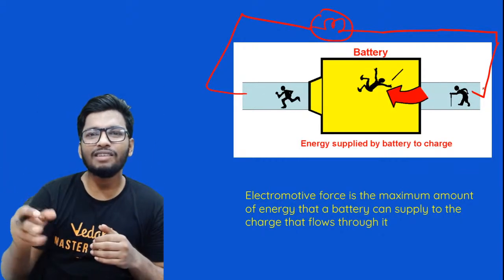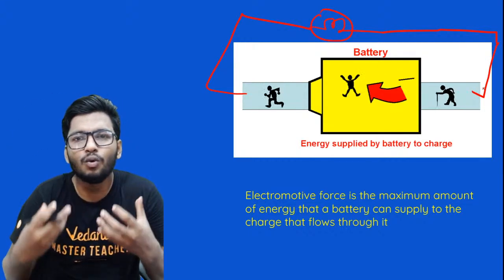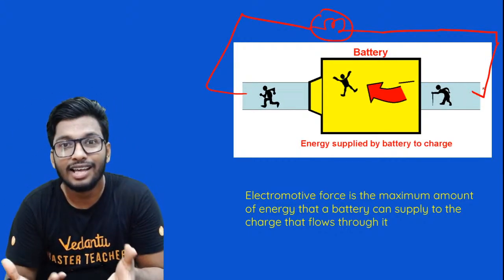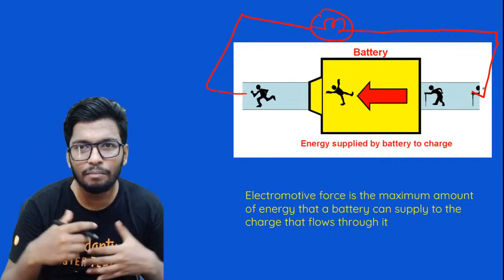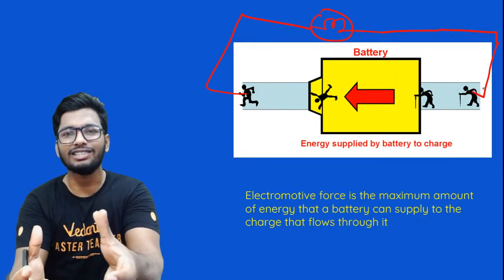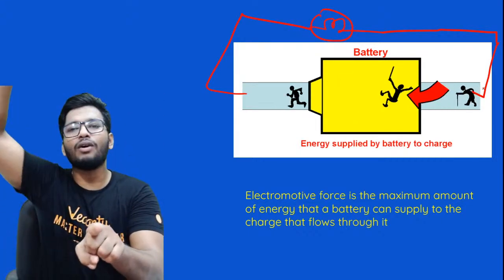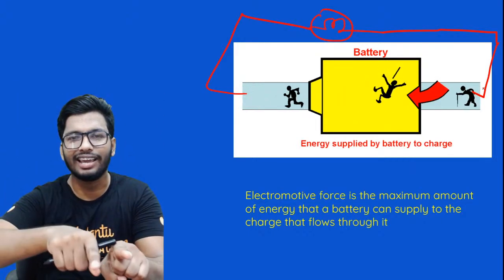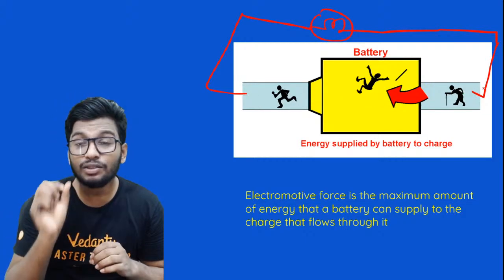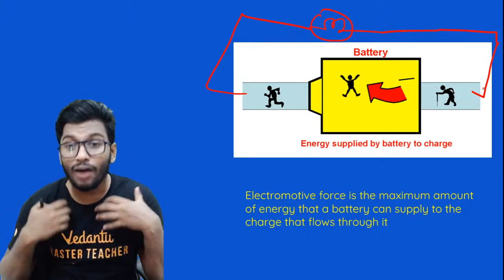So what happens is that when the current is flowing through the circuit, it will lose the energy that it has. So what the battery does is that the battery provides it with energy so it can complete one more rotation around the circuit and then again come back to the negative terminal. So that is what a battery does. A battery basically provides energy.